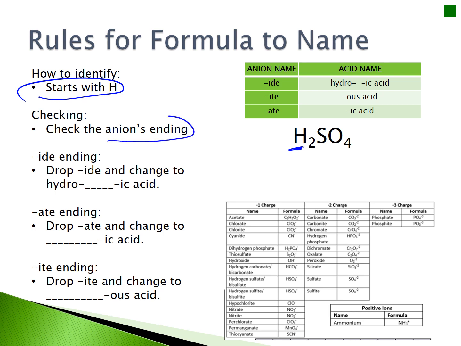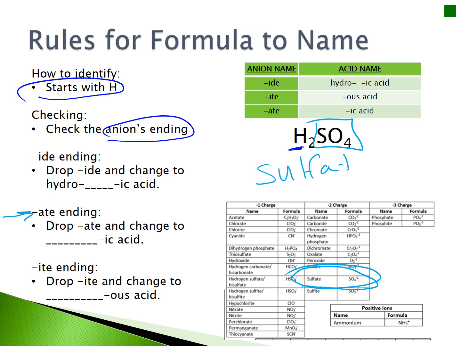So now you're going to check the anion's ending. So the anion in this case is everything but that H, so it's SO4. Well, what is SO4? So I'm going to look at SO4 in here, which is sulfate, okay? So it came with an ate ending. So what does it tell me to do? Okay, it tells me to drop that ate ending and change it to ic acid. So this would be sulfic acid.